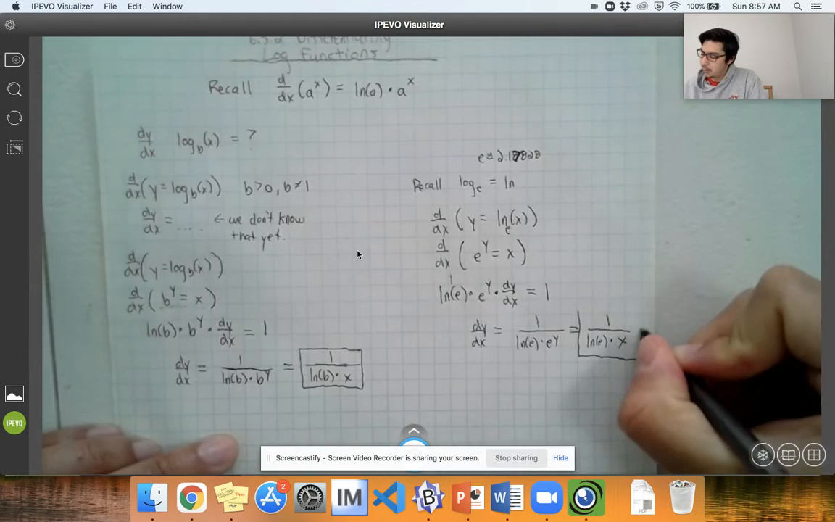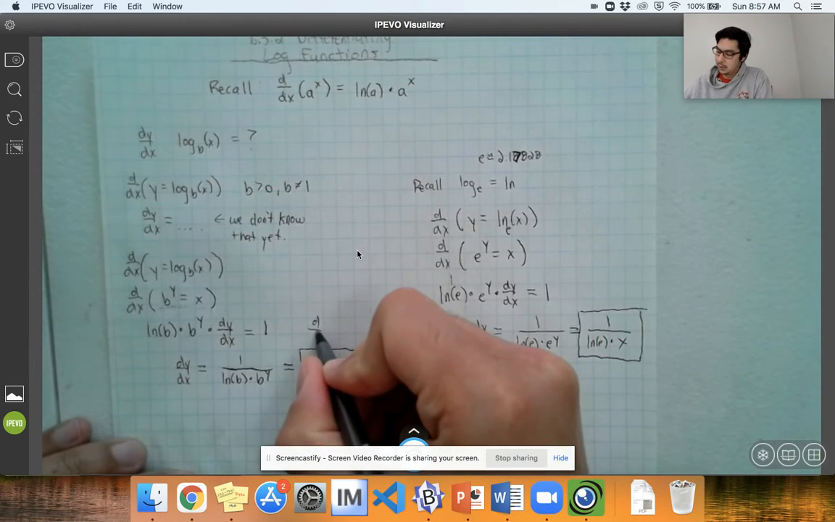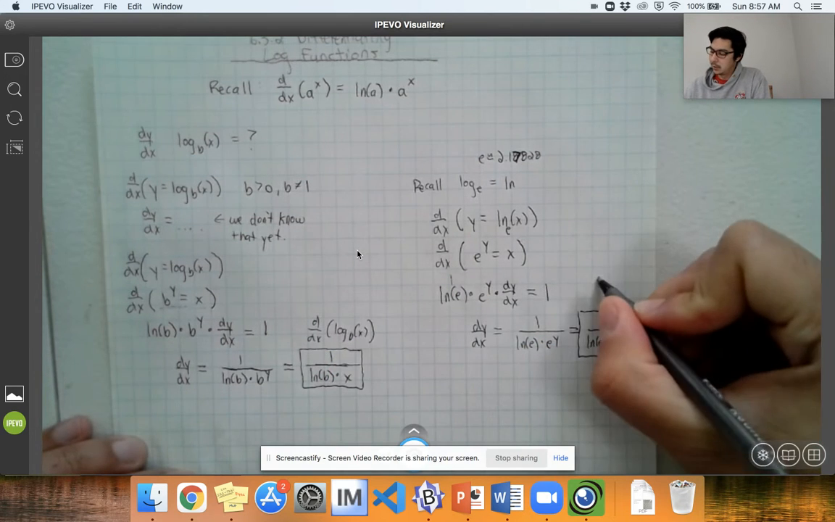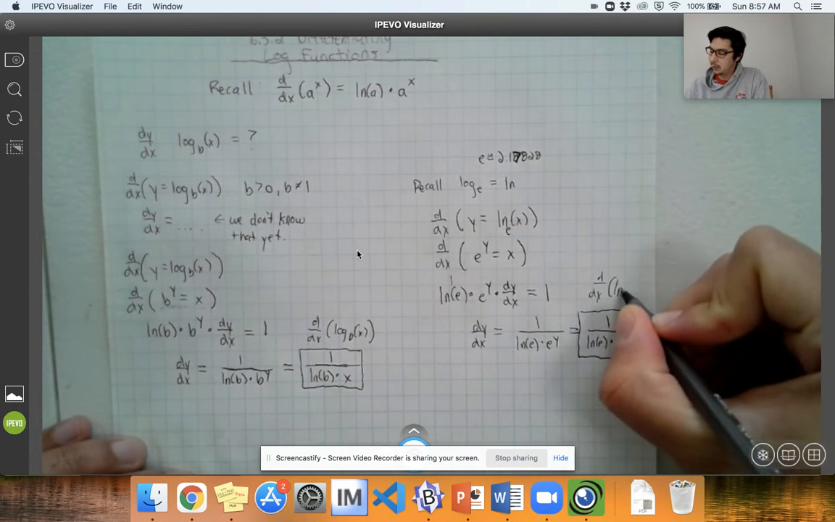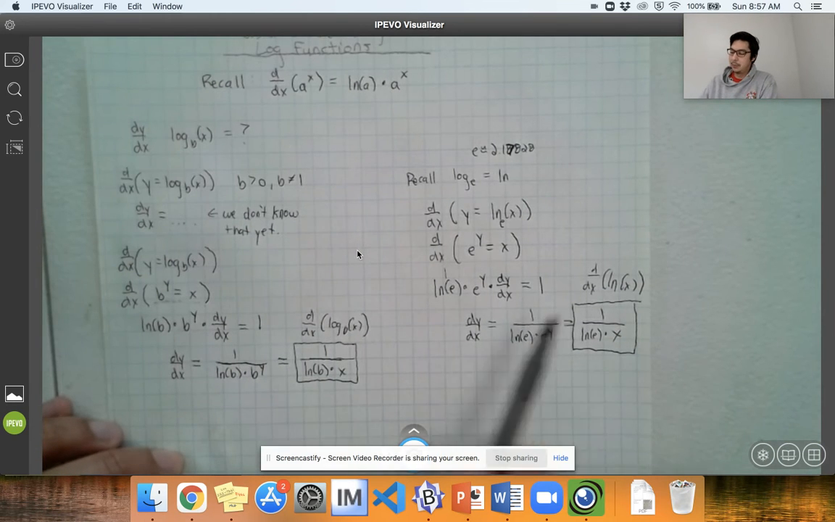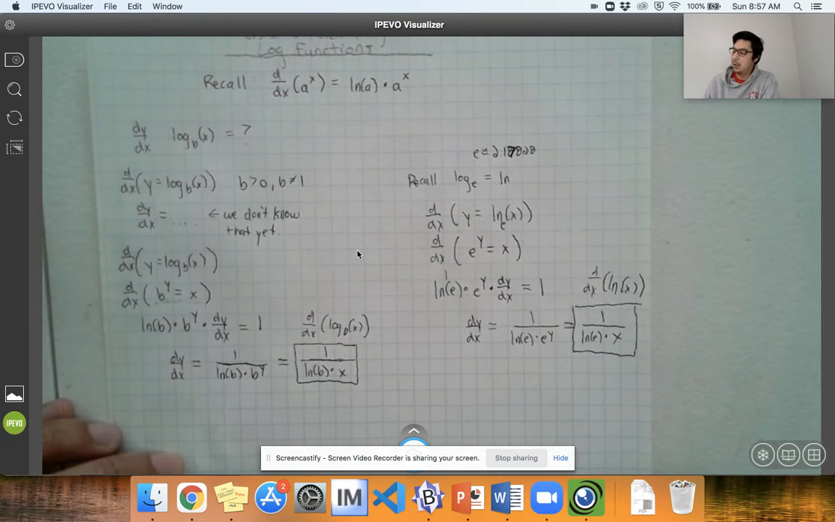And this is what I wrote this out for a reason rather than simplifying. Notice that this is the derivative of a log function, and this is the derivative of a natural log function. And I want to emphasize the point that they're the same thing. It's 1 over the natural log of its base. So the base here is any positive real number, which could be e.